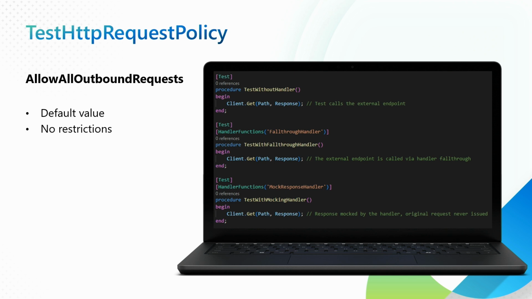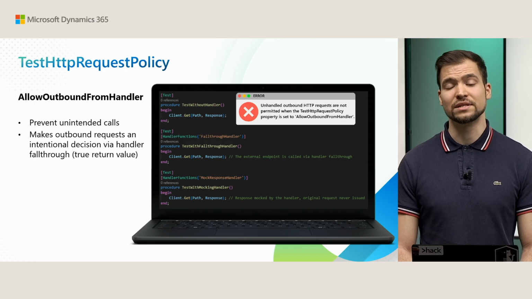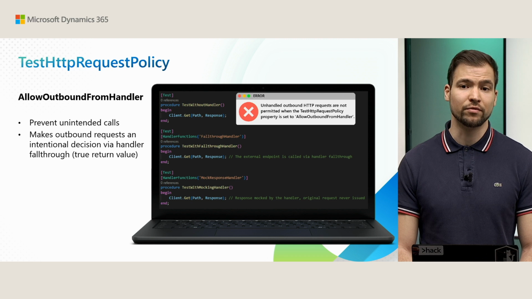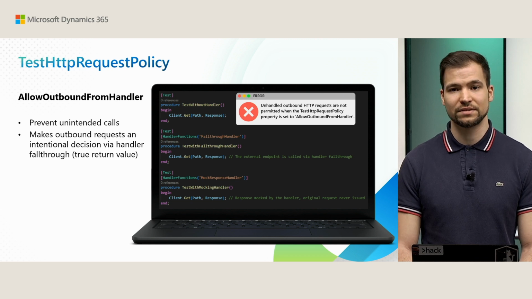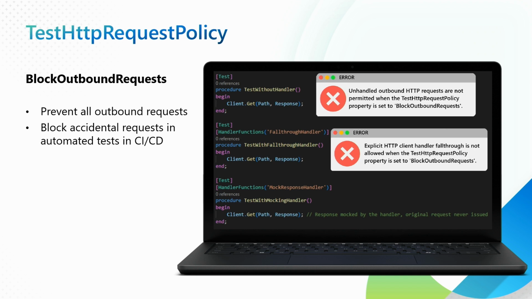When the property is set to allow outbound from handler, then only those outbound requests are allowed that are first intercepted by an HTTP client handler and then issued to the external endpoint by a handler fall-through using an exit true statement. This is to ensure that no unintentional requests are made. If we look at the same test setup, we can see that the first test that has no handler is blocked as it tries to make a call directly to the external endpoint, while the one where the handler issues the original request is allowed.